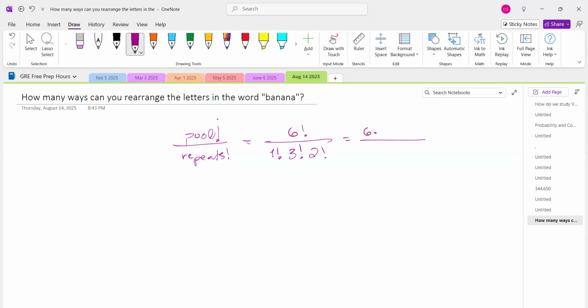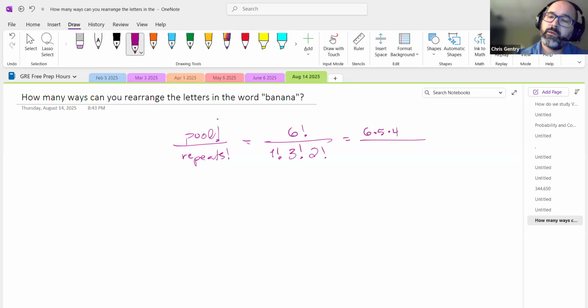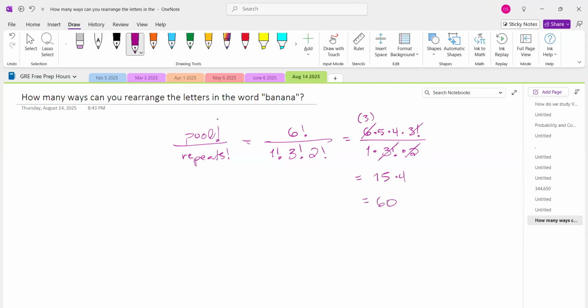So now we run the factorial until we get to a point where we cancel. Once I hit the 3, that 3 is a nested 3 factorial inside the larger 6 factorial. 1 factorial is just 1. The 3 factorial is going to cancel. A 2 factorial is just 2. 2 will go into 6 3 times. And so I'll be left with 15 times 4, which is 60. Your answer would be 60.